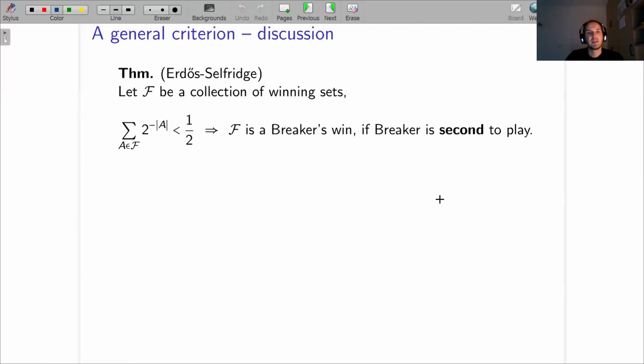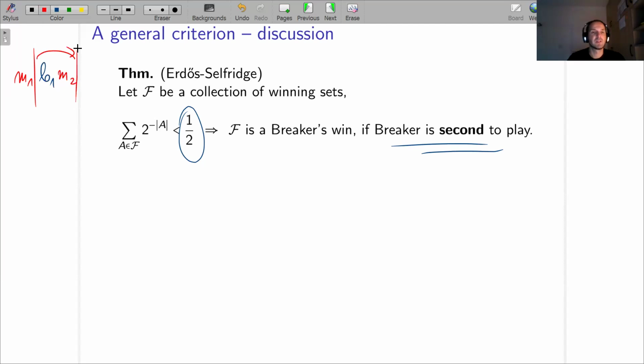And then, just a remark: if breaker is second to play, we just need to replace this 1 with 1/2. Because the only thing that changes is that we look at maker's first move beforehand, and then look at breaker's first and maker's first as before. Maker's move will double at most everything, and this is why we have a 1/2 here. There is also a theorem where breaker is second.